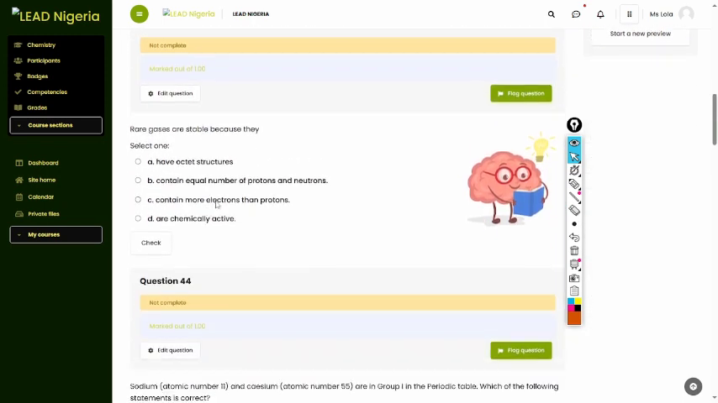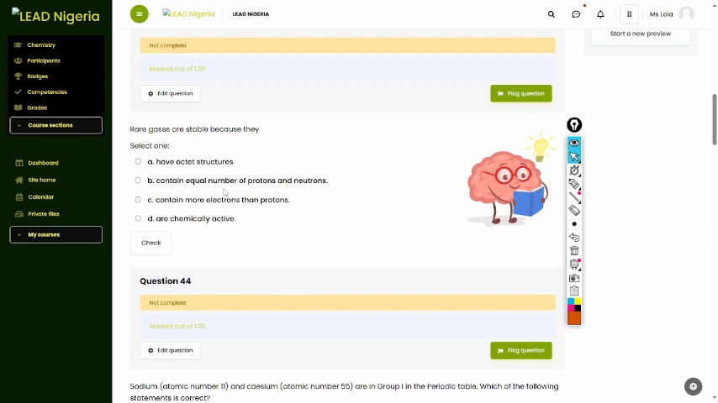Rare gases are stable because rare gases are also called noble gases or inert gases, and they are found in group 8 of the periodic table, or we also call them group 0 elements. The reason why they're called group 0 elements is because they have completely filled outermost orbital, because the electrons in the outermost orbital have gotten to the maximum number.